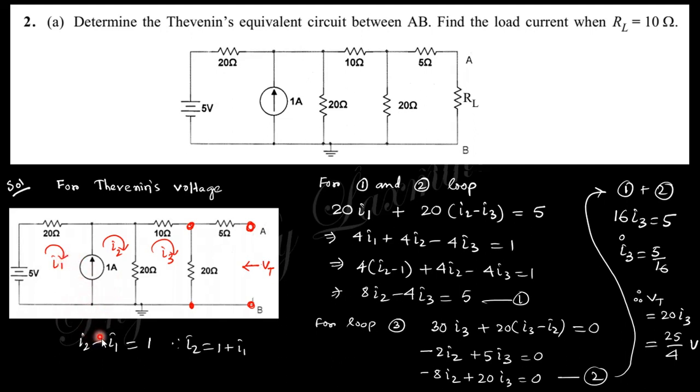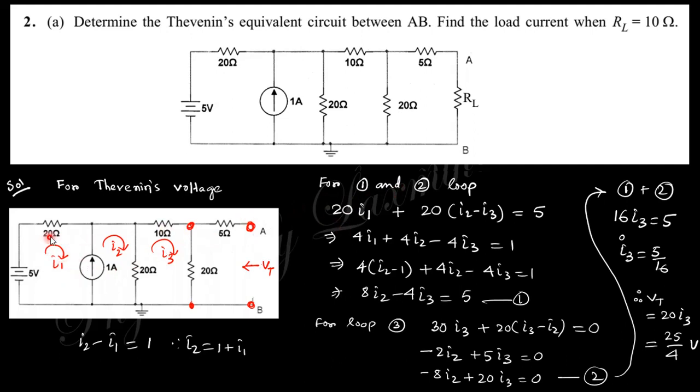You can see in this expression there is I1 and there is I2. So I2 minus I1 must be equal to 1. So I2 equals 1 plus I1. You will get this relation from this current equation.